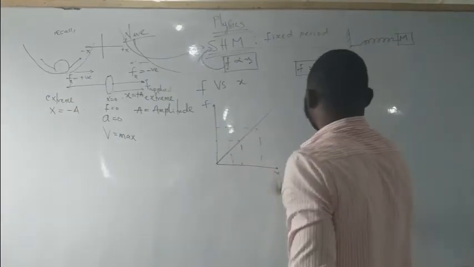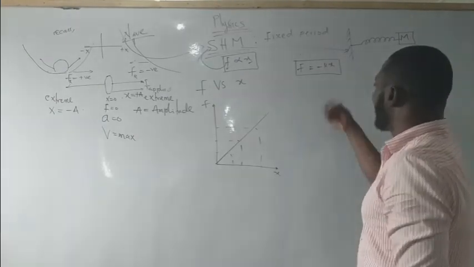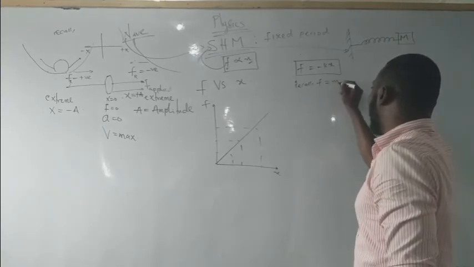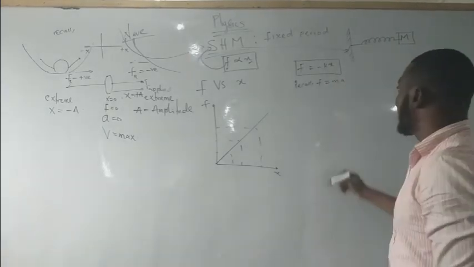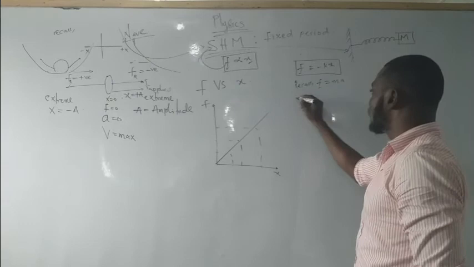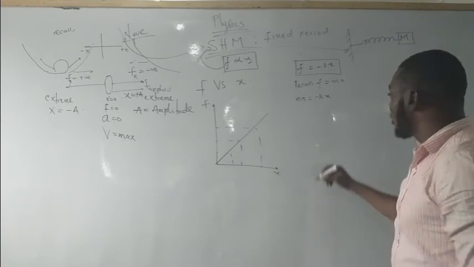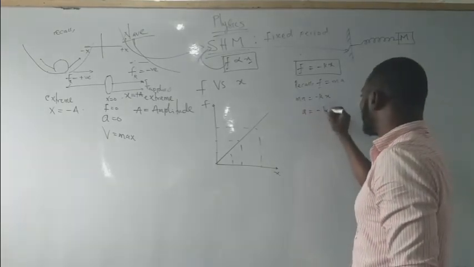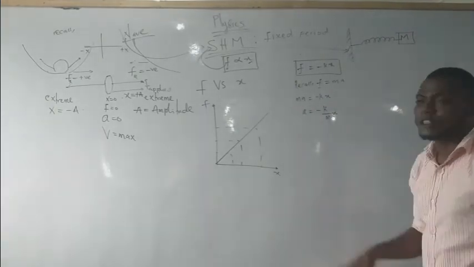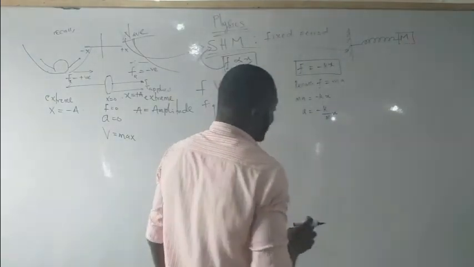Now, from here we know that force is directly proportional to the extension. Also recall that F equals ma. So F equals F, and we can have ma equals minus kx. So acceleration equals minus k upon m times x, dividing both sides by m, that's the mass of the particle or the object.